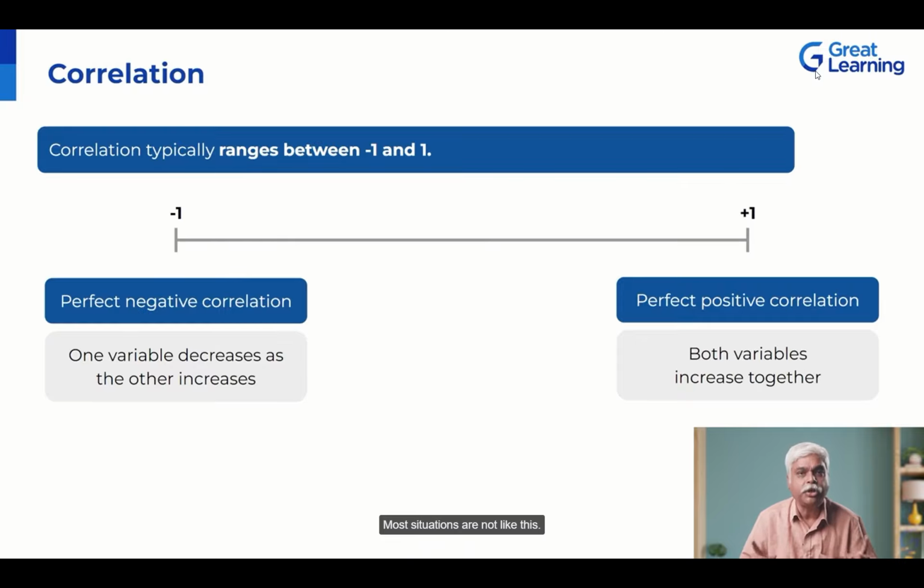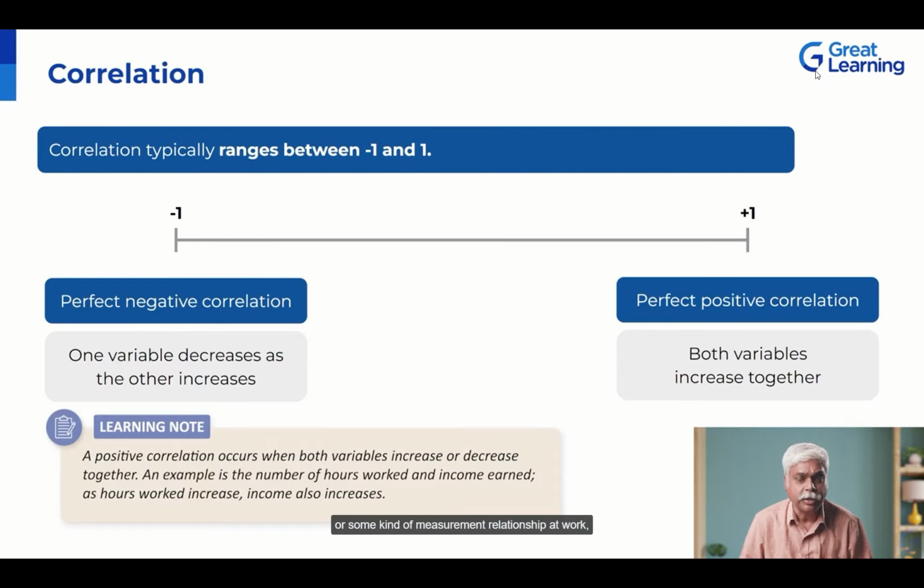Most situations are not like this. If in business you see a correlation of +1 or -1, begin to worry. Am I actually seeing a business relationship, or am I seeing a formula, some kind of accounting formula at work, or some kind of measurement relationship at work, and not really observations that have business variability in them?